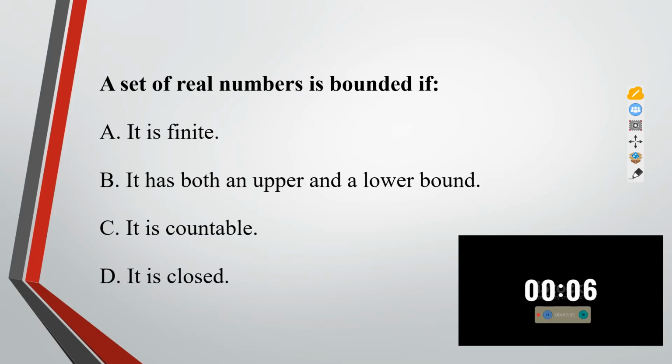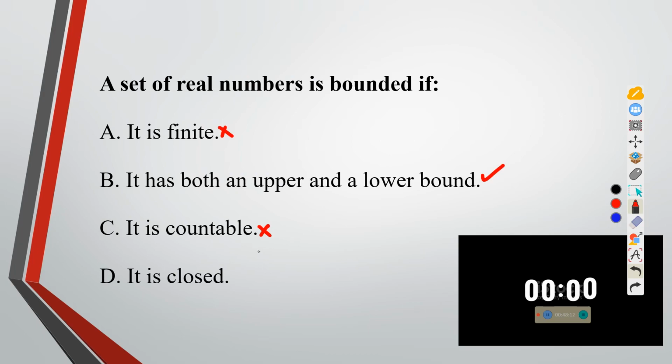So next we are looking at when a set of real numbers is bounded. Option 1: if it is finite. This is not true. Finite sets are bounded sets, but we also have infinite sets which are uncountably infinite, which are also bounded. So it has both an upper and lower bound. Next: if it is countable. This is not necessarily true. We have countable sets which are not bounded.